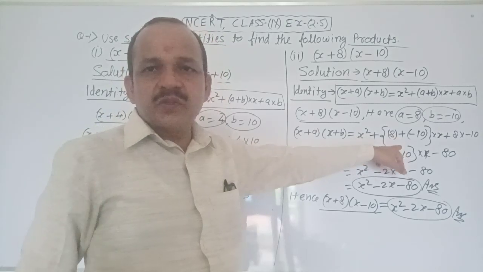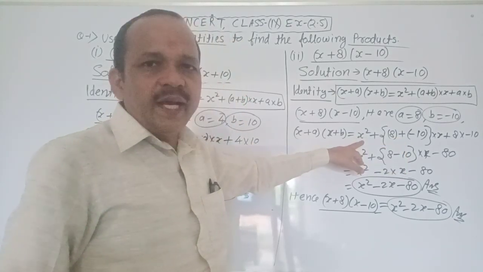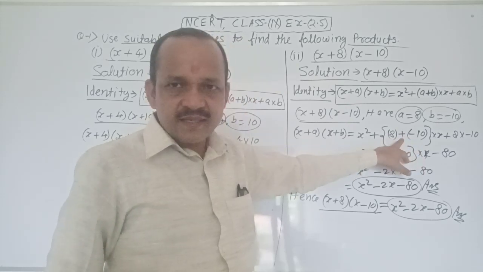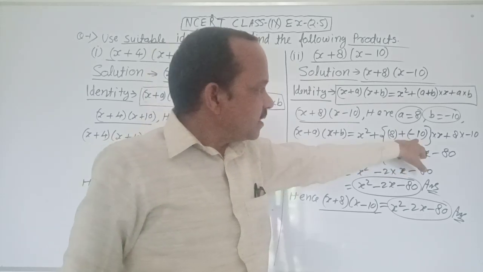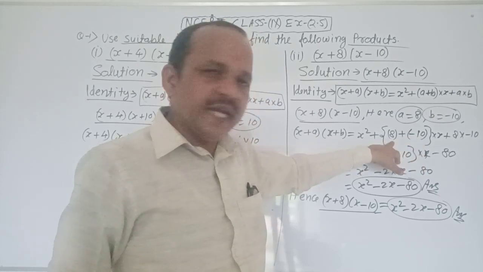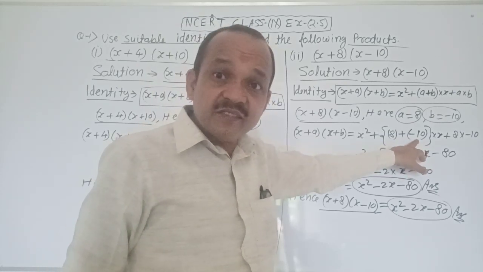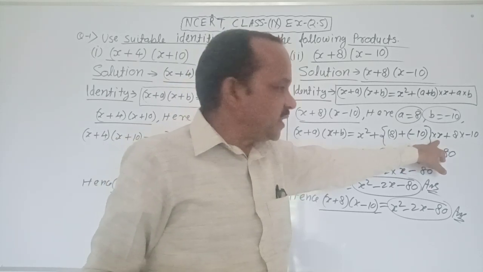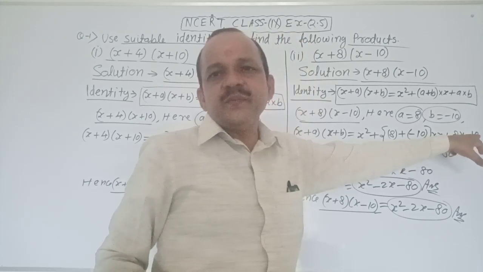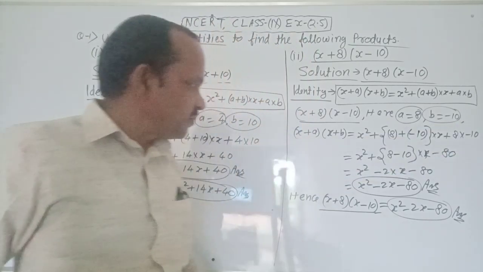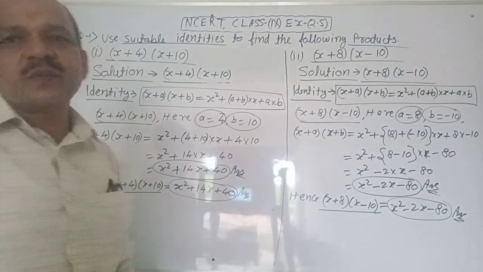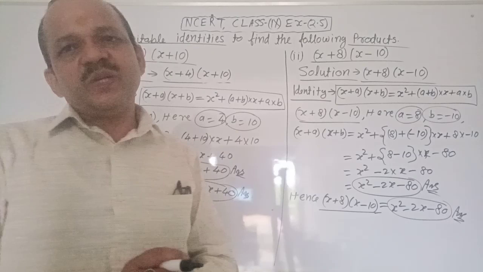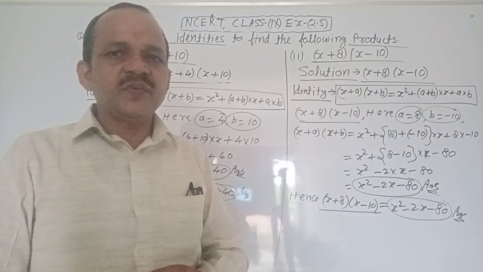Here you can put x² plus (a + b). Here plus. It is a, it is b. The value of a is 8, the value of b is minus 10. Clear? Then x plus a multiply b means 8 multiply minus 10. You find your answer very easily in this way. In this way you can solve any question very easily by the help of identity.